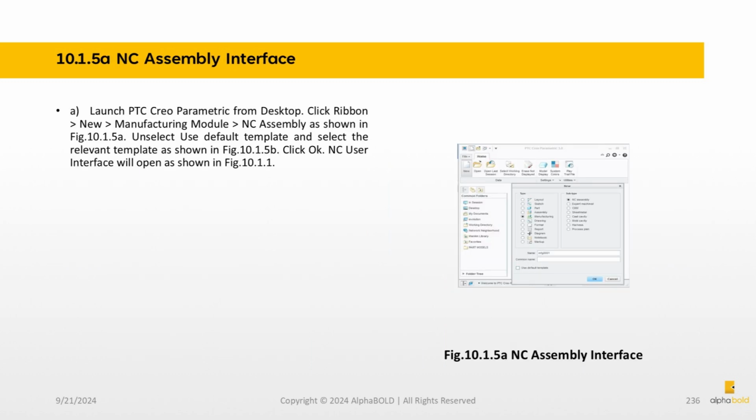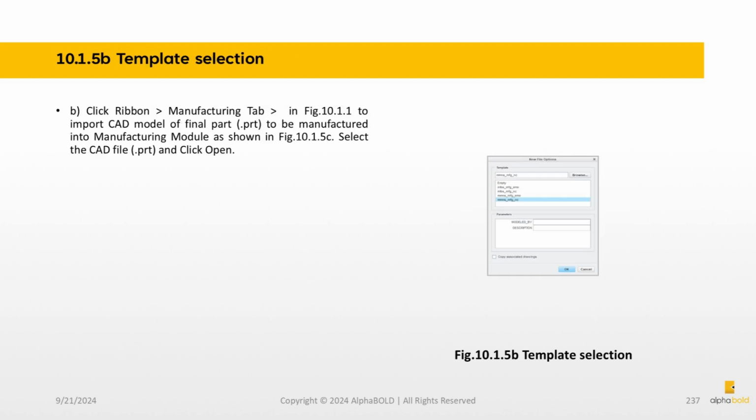A. Launch PTC Creo Parametric from the desktop. Click ribbon New, Manufacturing, Module NC Assembly. Unselect Use Default Template and select the relevant template. Click OK. The NC user interface will open. B. Click the ribbon Manufacturing tab to import the CAD model of the final part.prt to be manufactured into the manufacturing module. Select the CAD file .prt and click Open.